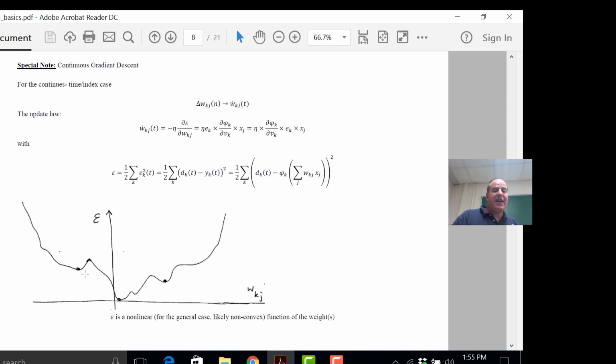And you could obviously have local minima. Here's a local minimum. This is the global minimum. This is another local minimum. You have local maxima. You have inflection points. You have something called saddles, where things go into it from two sides and away from it on the other sides. You have a lot of different things.